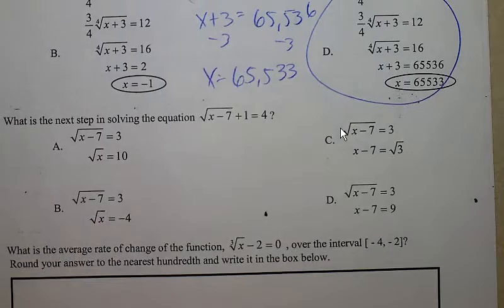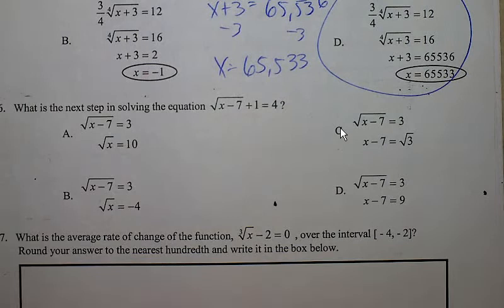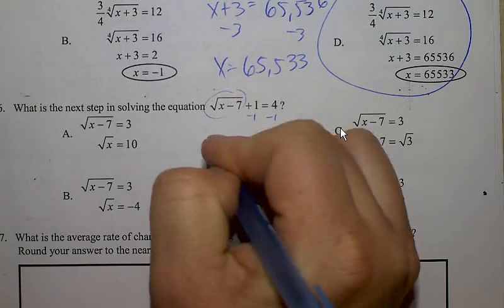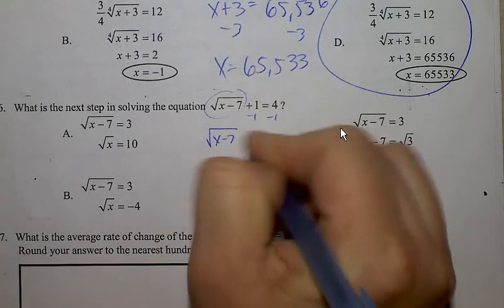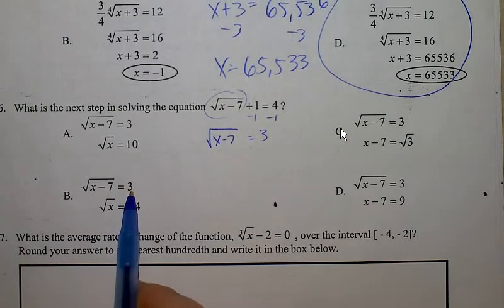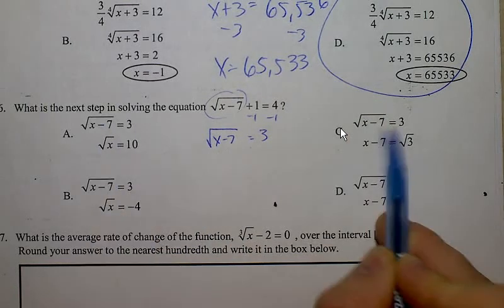Okay, what is the next step in solving this? Well, I need to isolate this radical, so I'm going to subtract 1 from both sides. So the square root of x subtract 7 is equal to 3. Is that an option? X subtract 7 equals 3. Okay, that's good. All right, good to go.